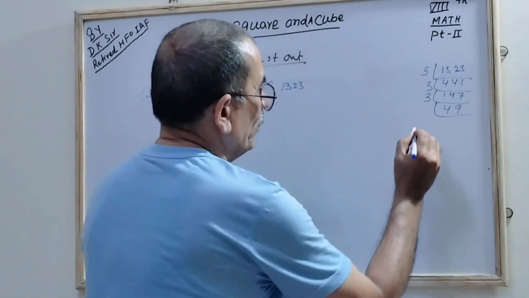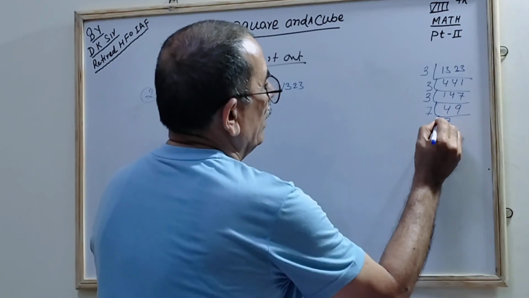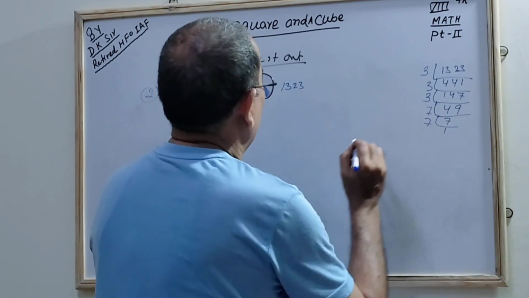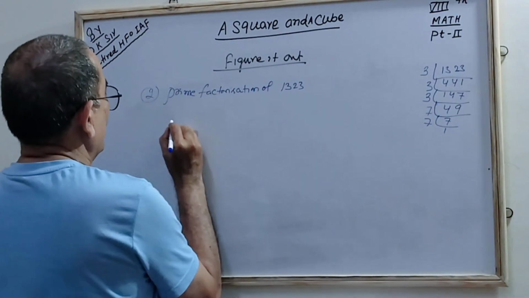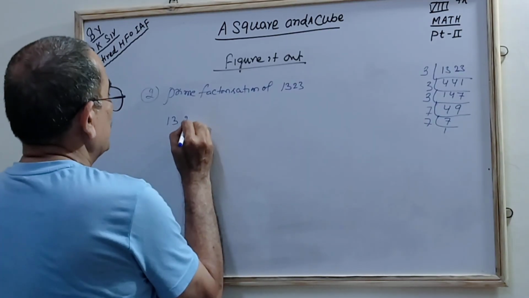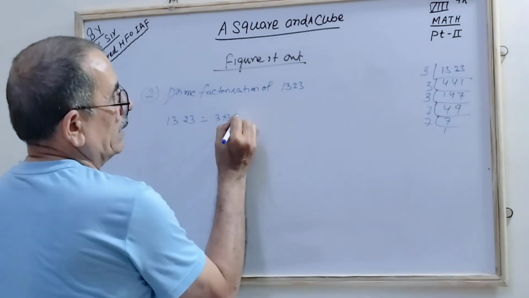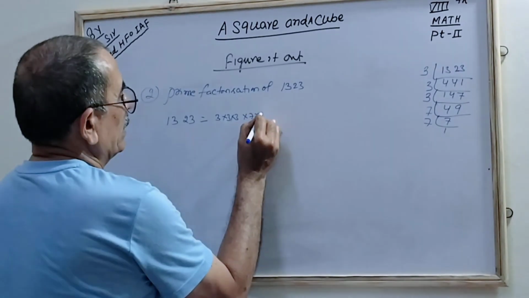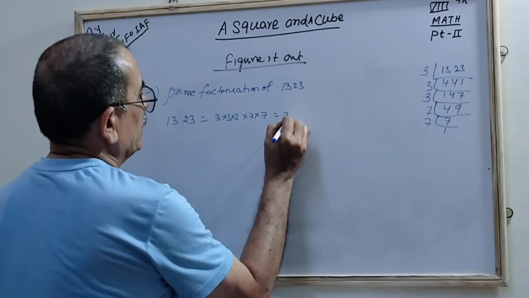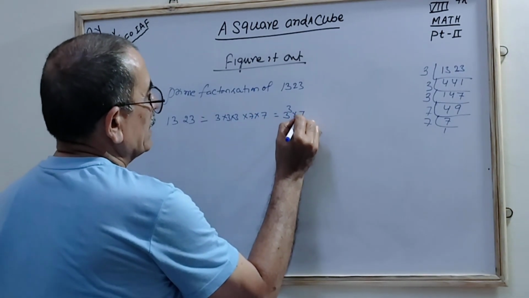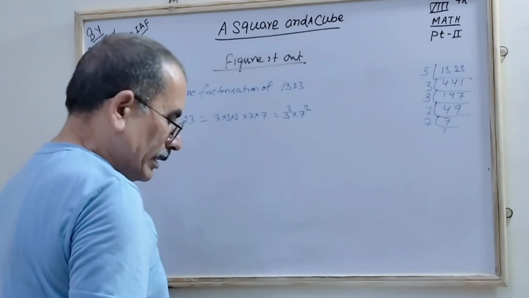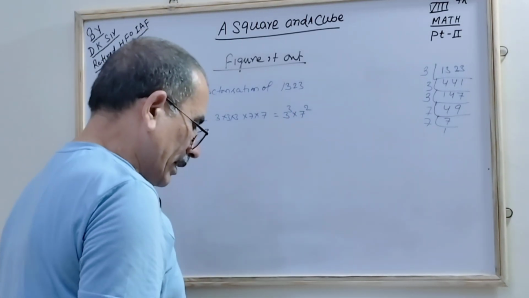Further you do it with 7. Seven sevens are 49 and seven ones are 7. Correct? So the prime factorization of 1323 is equal to 3 into 3 into 3 into 7 into 7. Correct? So you have 3 to the power cube and 7 to the power square. Correct? This is all about it.